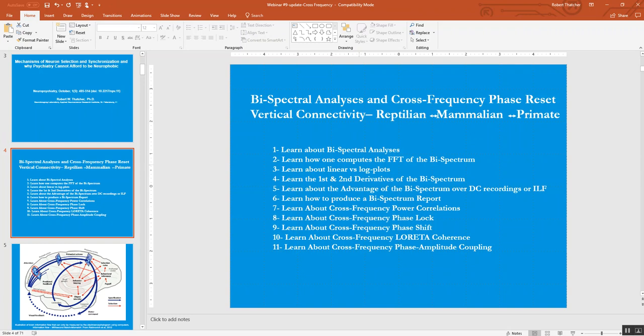And here you can see we're going to be talking about derivatives of the bispectrum, but we're also going to go into the cross-frequency power correlations, cross-frequency phase lock, cross-frequency phase shift, cross-frequency LORETA coherence, and cross-frequency phase-amplitude coupling. These are different ways of looking at the way low frequencies are coupled to higher frequencies and across both space and the frequency domain. So we'll go through each of these, but at the end, I'm going to open up NeuroGuide and show you how you can activate these modules inside of NeuroGuide.